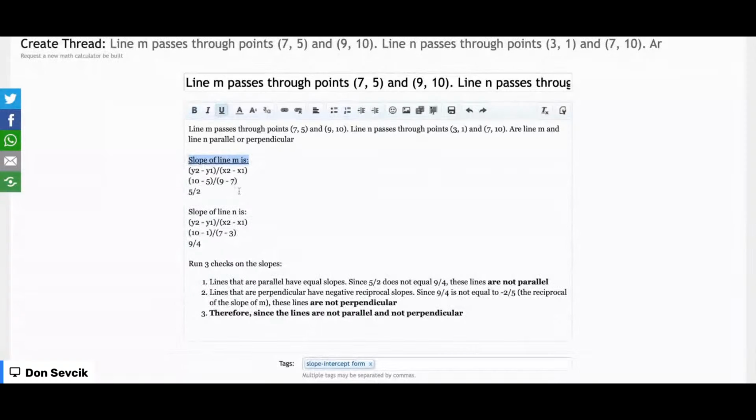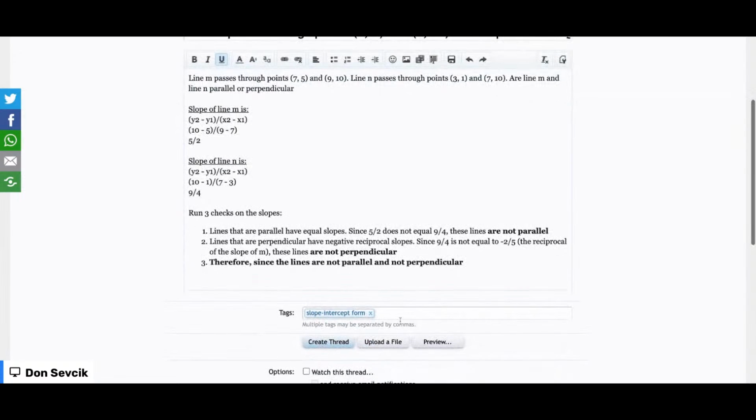So whenever you're asked parallel or perpendicular, you got to get the slopes of the two lines. Once you have those, parallel lines have the exact same slope. Perpendicular lines are negative reciprocals of each other. So neither of those were the case, and so we have our answer.